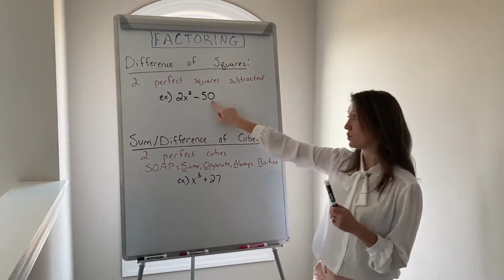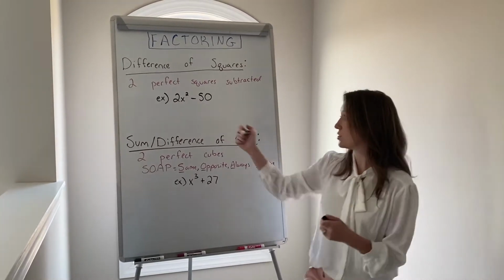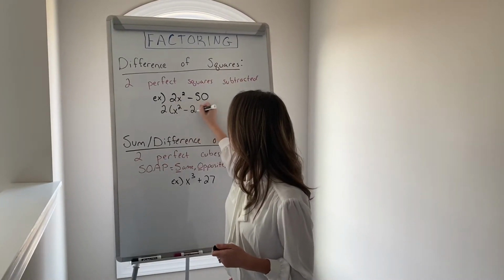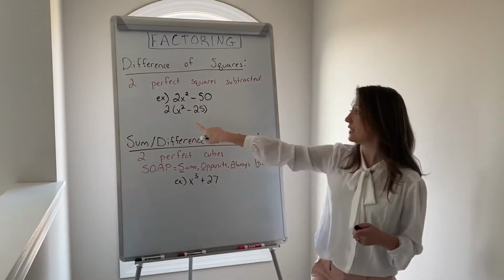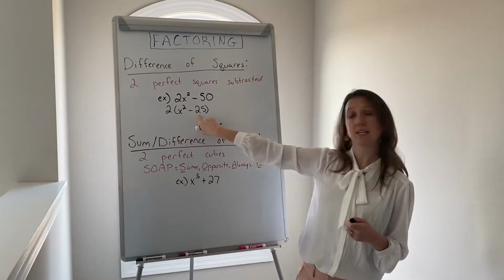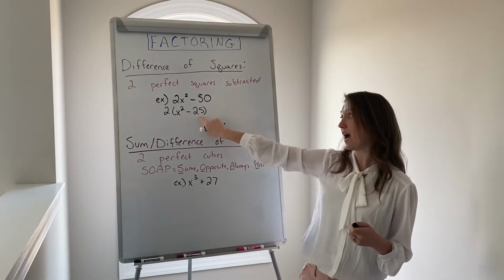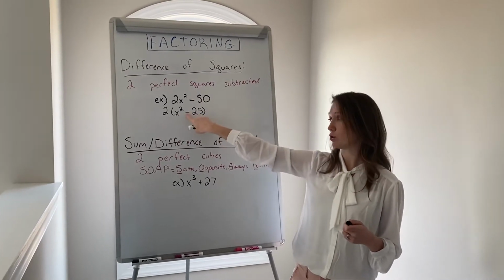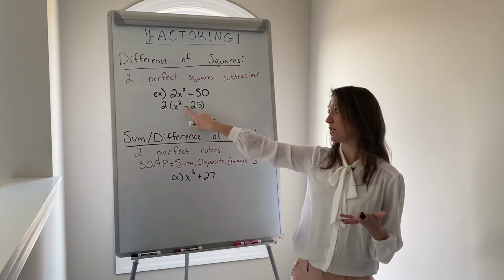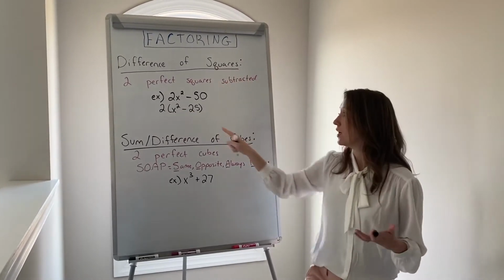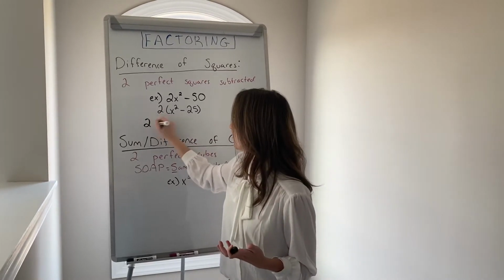So if I look at these two terms, the thing they both have in common is a 2, so I have to first take that out before I do anything else. And now you can see that this right here is a difference of squares because x squared is a perfect square, 25 is a perfect square, and difference means subtraction, so there's a subtraction sign in between. So now I can factor this out using the difference of squares method. So I'll keep the 2 out front when I factor.